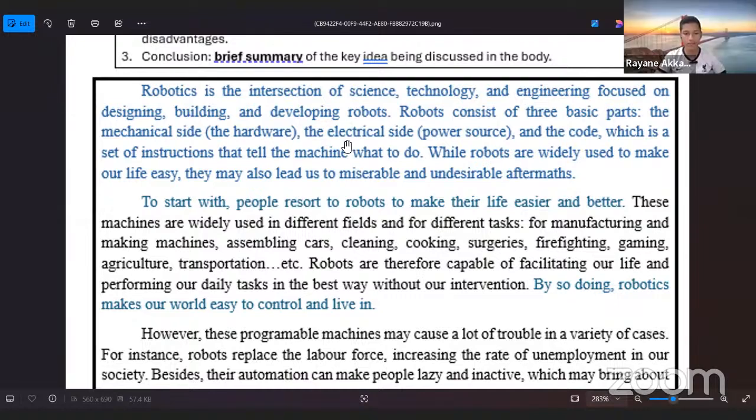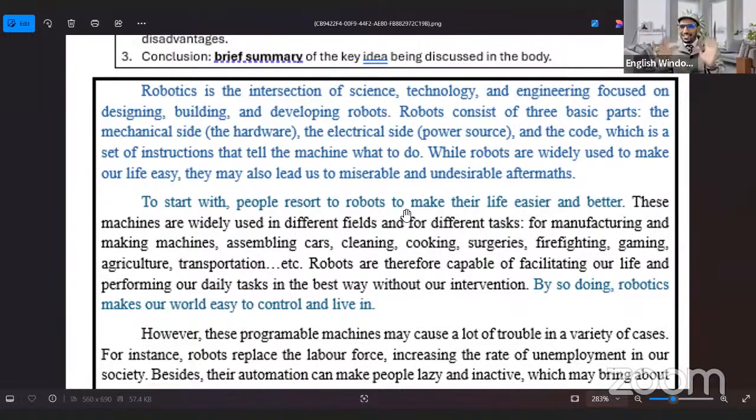Robotics is the intersection of science, technology, and engineering focused on designing, building, and developing robots. Robots consist of three basic parts: the mechanical side (the hardware), the electrical side (the power source), and the code, which is a set of instructions that tell the machine what to do. While robots are widely used to make our life easy, they may also lead us to miserable and undesirable aftermaths.